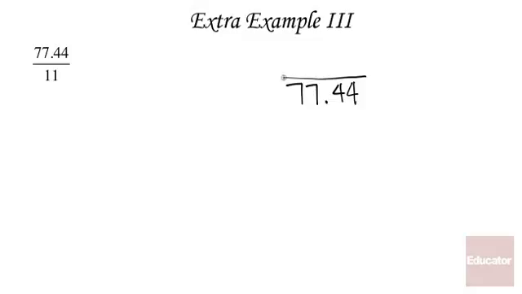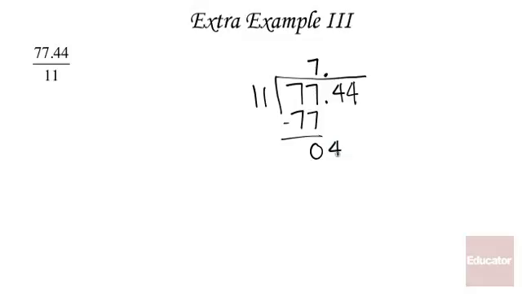77.44 divided by 11. Rule number 1, make sure this divisor is a whole number. It is a whole number, okay? Step 2, raise up my decimal point right there, okay? So now I can divide. 11 goes into 77 7 times, and then I subtract, this becomes 0.